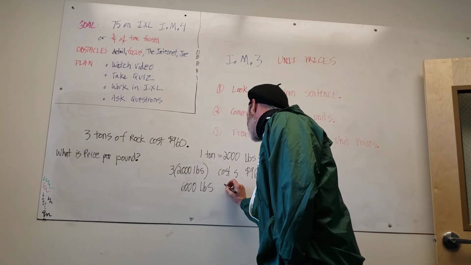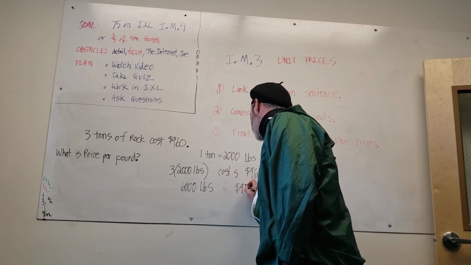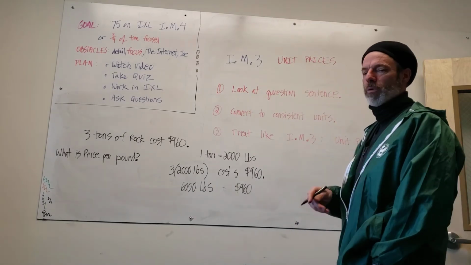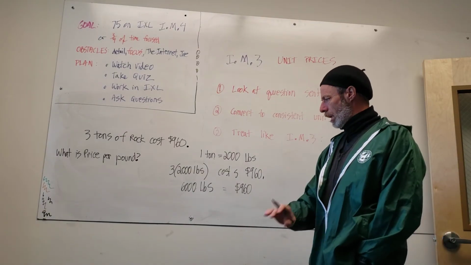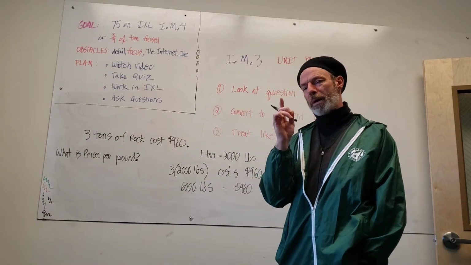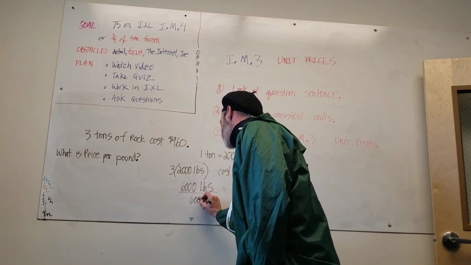Costs $960. I'm going to say equals here. $960. I'm looking for the price per pound. That's the price for 1 pound. Here I've got 6,000 pounds, cost this much. If I want to get 1 pound, I've got to divide that 6,000 by 6,000.